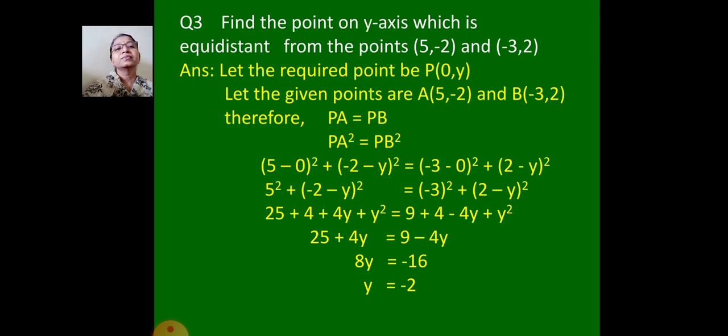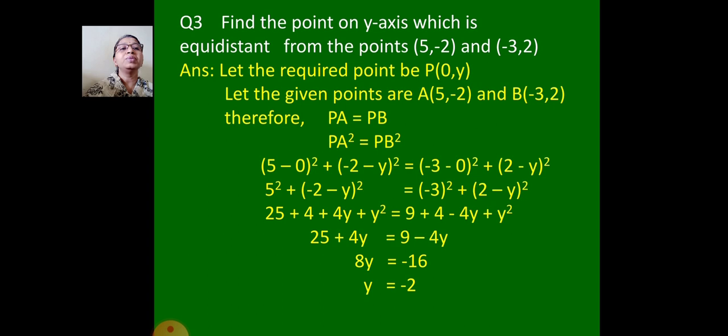Now next question. Find the point on y-axis which is equidistant from the points 5 comma minus 2 and minus 3 comma 2. Okay, our required point is on y-axis, and children, you know all those points which lie on y-axis, their x coordinate is 0. So therefore the coordinates of required point will be in the form 0 comma y.